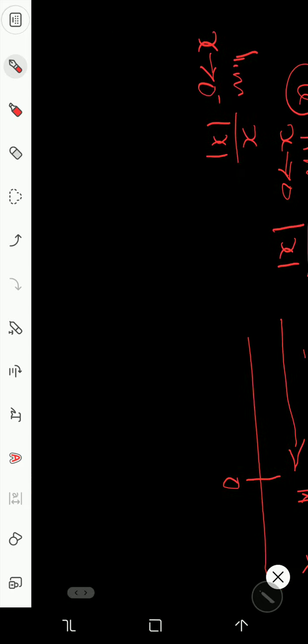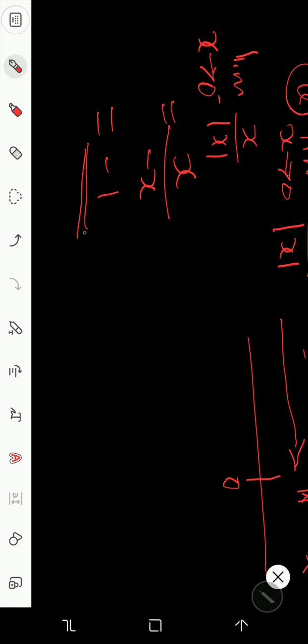So answering this one, we are going to substitute. Where there is this modulus, we put negative x. Then x over negative x is negative 1. So here the answer is negative 1.